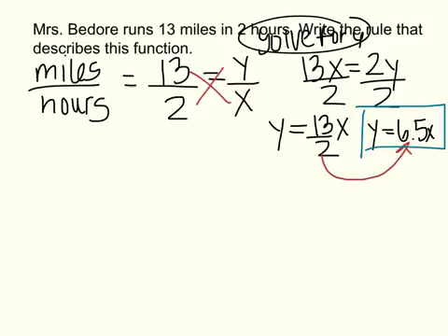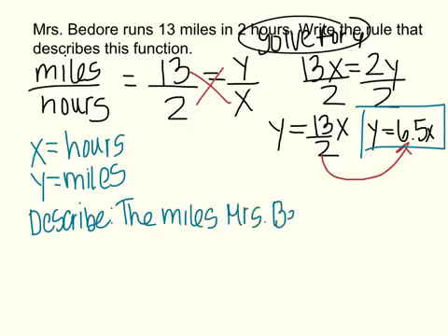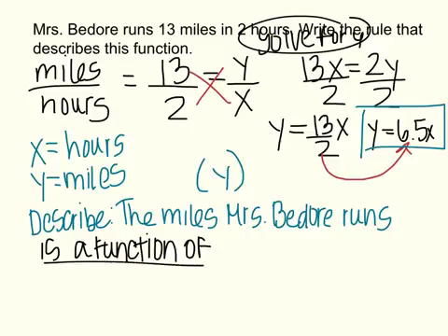A few other things I'm going to do. I'm going to define the variables. If I look back at my proportion, this helps me. x equals hours, and y equals miles. I'm now going to describe the function in words. So the miles Mrs. Bedore runs, that's all y. Remember, this is where you have to put "is a function of." This is the same no matter what function you have. The miles Mrs. Bedore runs is a function of the hours she spends running.